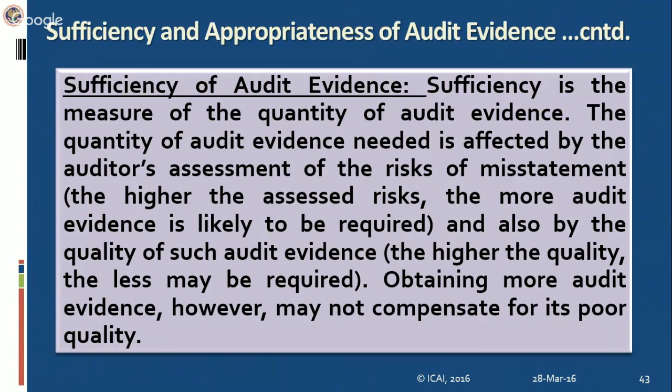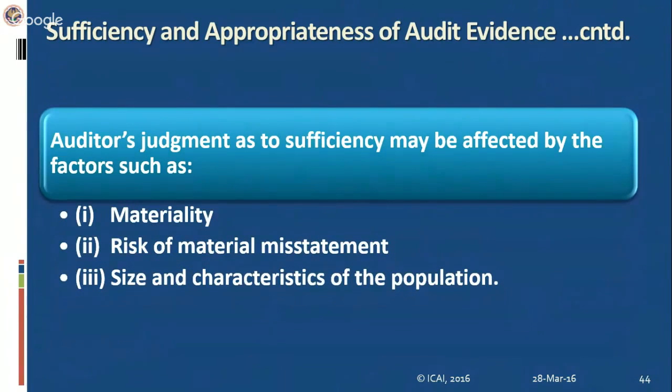So sufficiency of audit evidence is a measure of the quantity of audit evidence. Obtaining more audit evidence may not compensate for its poor quality. The auditor's judgment as to whether the audit evidence is sufficient or not would be affected by three factors: materiality, risk of material misstatements, and size and characteristics of the population. Very important factors. So this is the question basically: what are the factors which may affect the auditor's judgment as to sufficiency of the audit evidence? There are three factors: materiality, risk of material misstatement, and size and characteristics of the population.